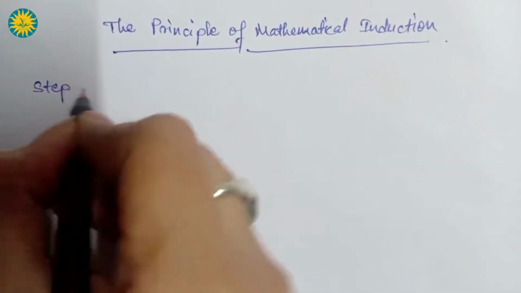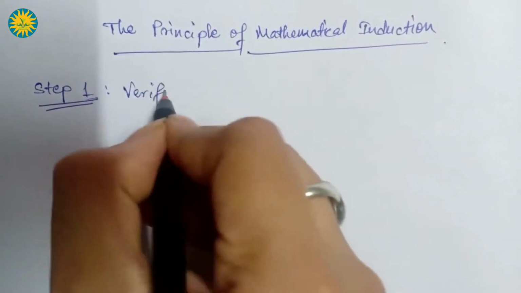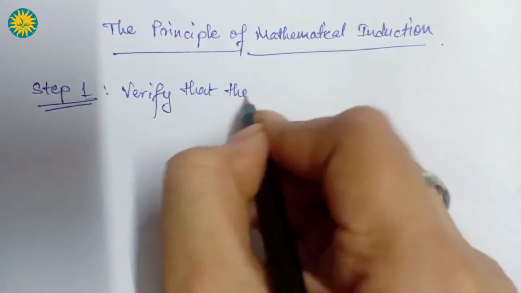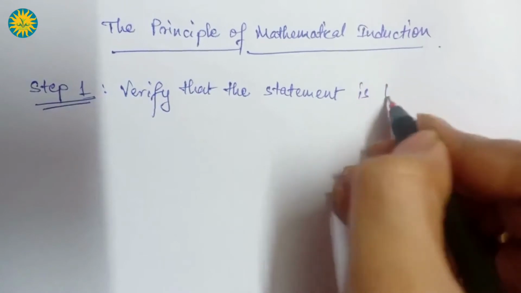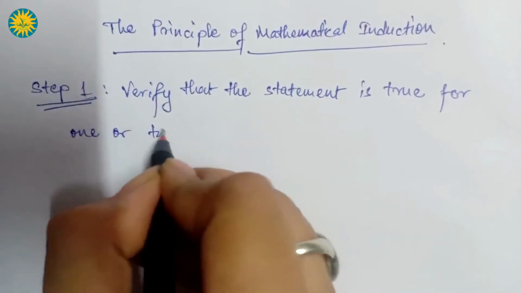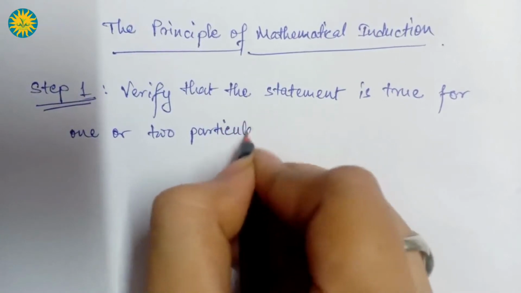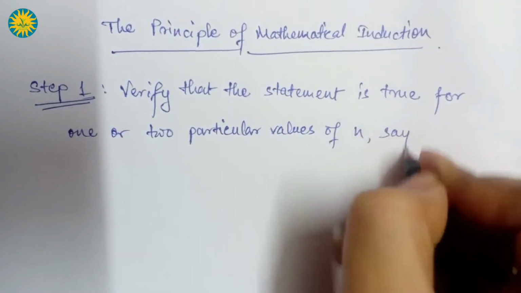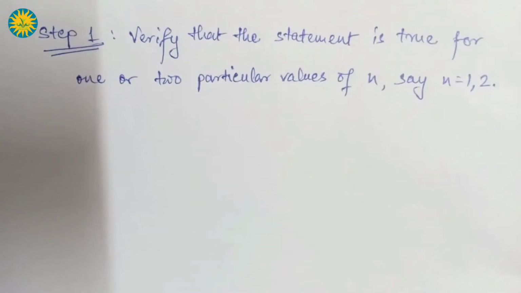So what are those? Step 1. We need to verify that the given statement is true for 1 or 2 particular values of n. Let's say n equals to 1 and 2. So this is the first step.